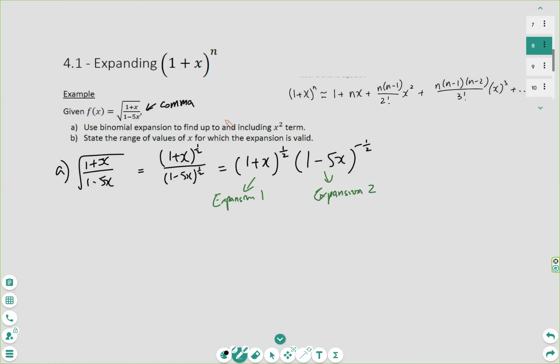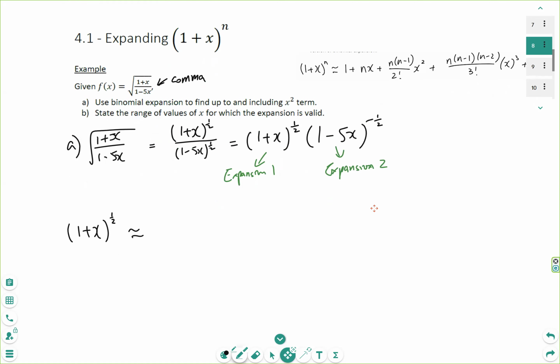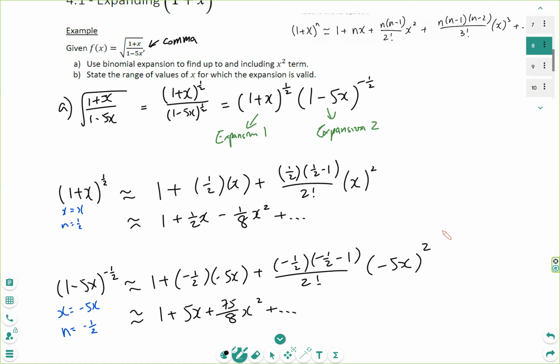We have to apply the formula to each expansion, up to the x squared term only. So 1 plus x to the power of a half. Can you do that for me? And 1 minus 5x to the power of minus a half. Try that. Pause the video, have a go. Expand up to the x squared term. When you're ready for the answer, press play. Right, here are the answers, the two expansions.